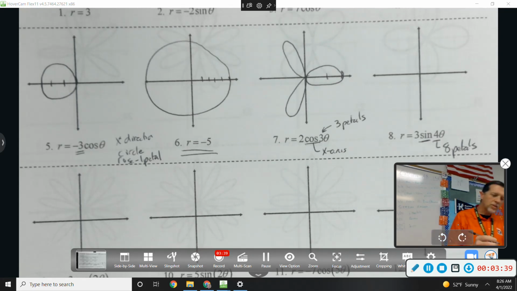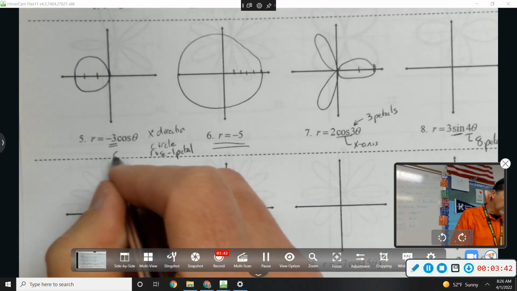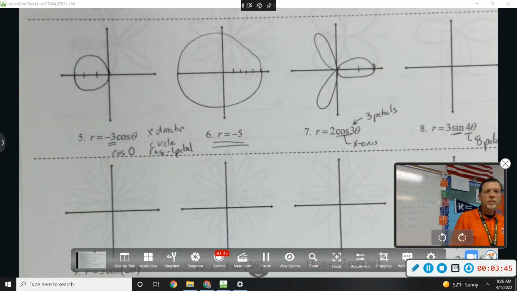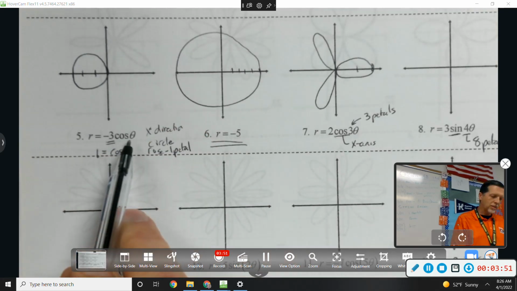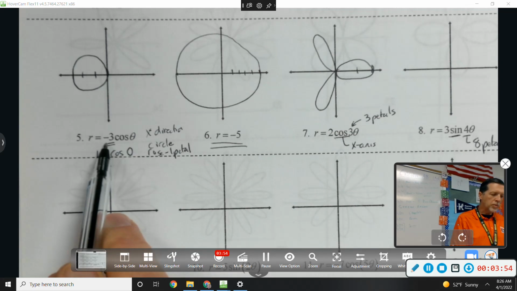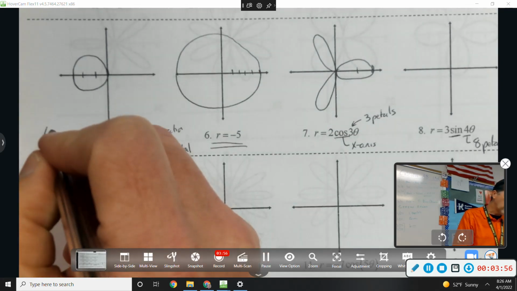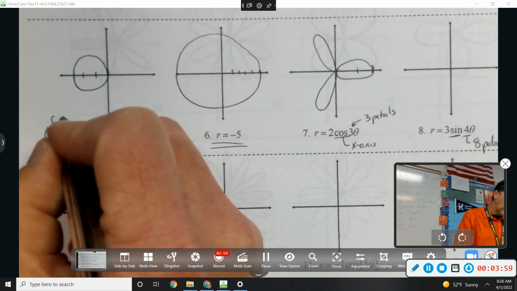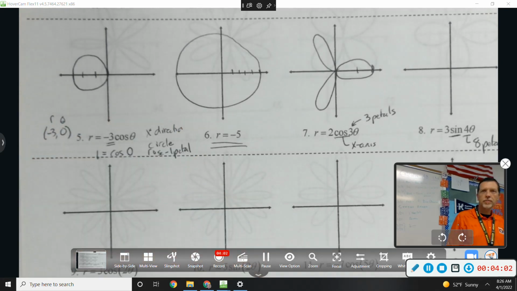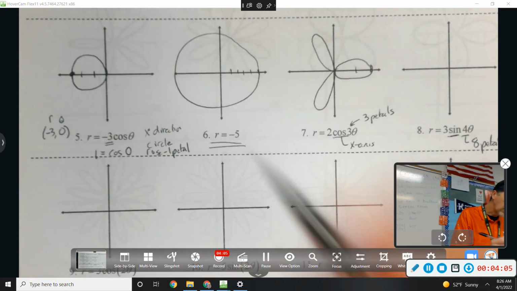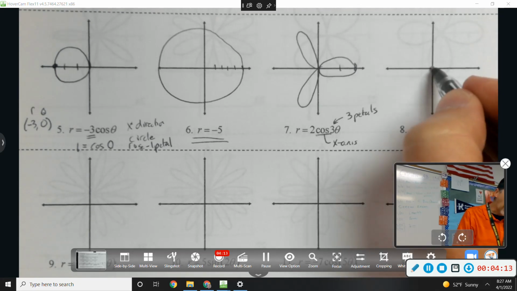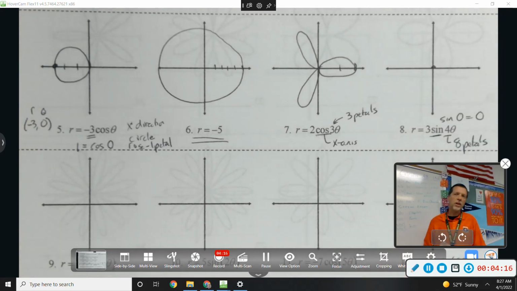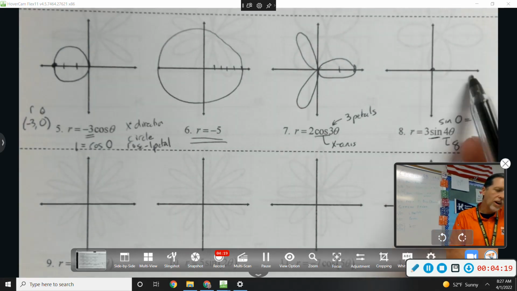If that's bothering you, here's how you can know that. What's the cosine of 0? What's the cosine of 0 equal to? 1. So if I plug in 0 back on this one, cosine of 0 is 1. Multiply it by -3. That means sort of my first point is angle 0, r -3. So my first point's over here. What's the sine of 0? 0. So my first point is at the pole, and then it goes out from there. So there's not a petal on the x-axis.